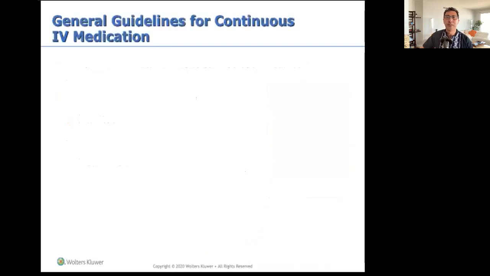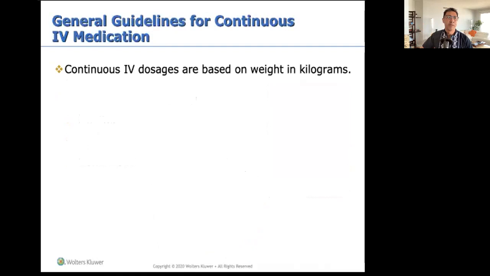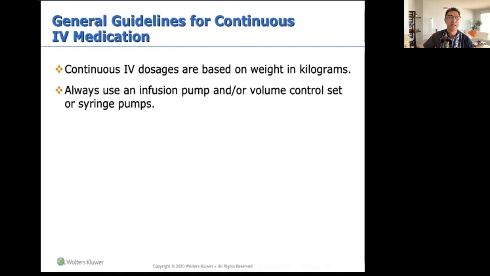General guidelines for continuous IV medications. Most IV dosages are based on weight in kilograms. I think I said in the first few weeks of class that we don't normally use pounds in the hospital setting, especially for drug calculations. Always use an infusion pump or volume control sets in hospital settings. We don't do manual IV infusions anymore, except in the ER.